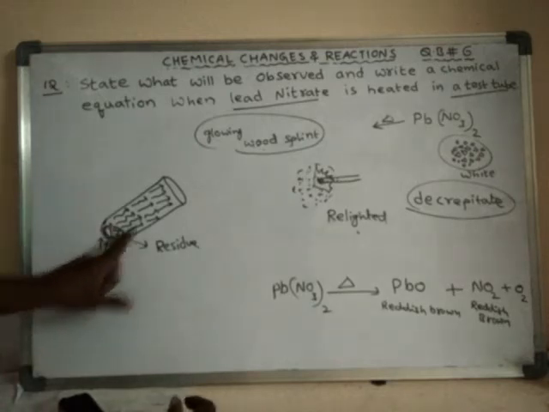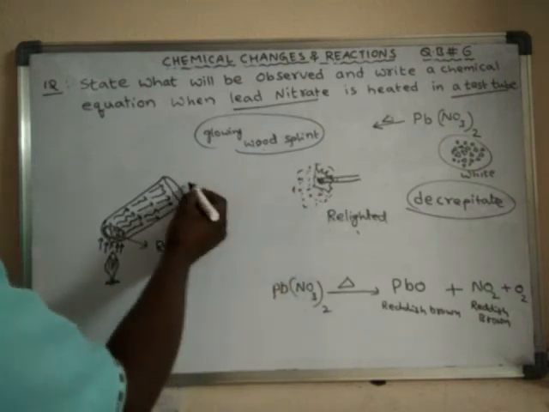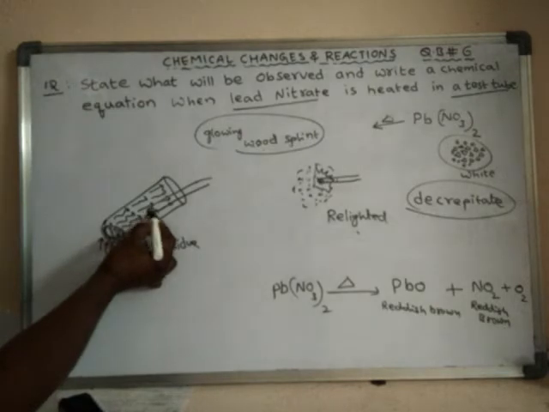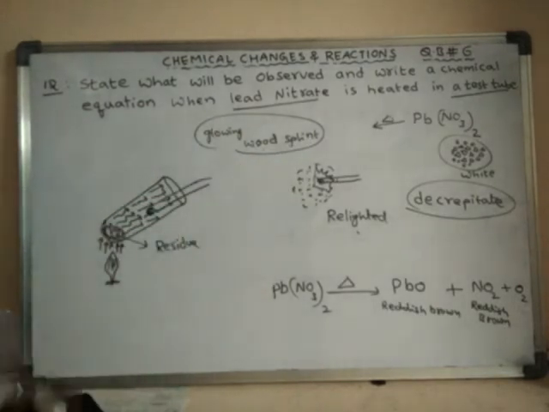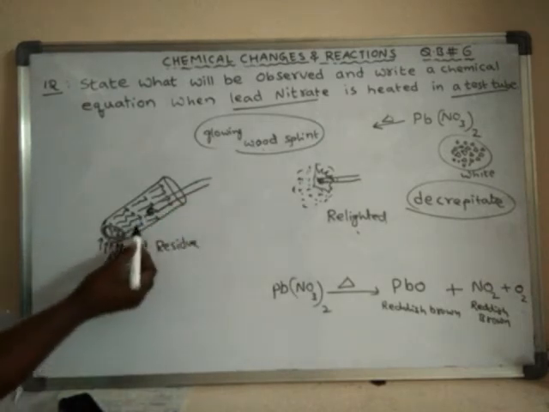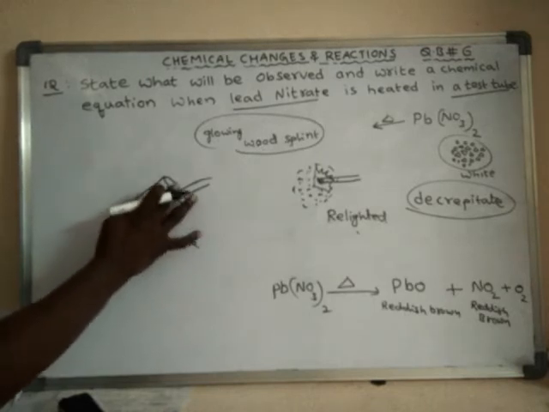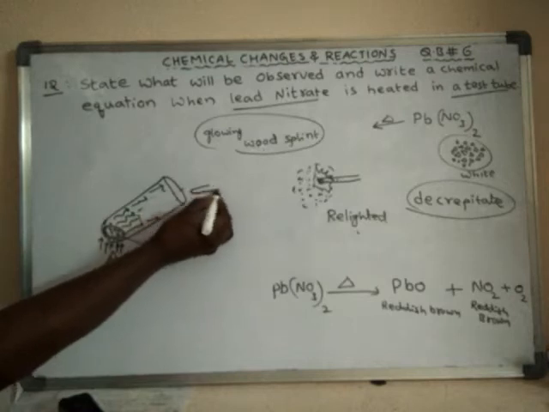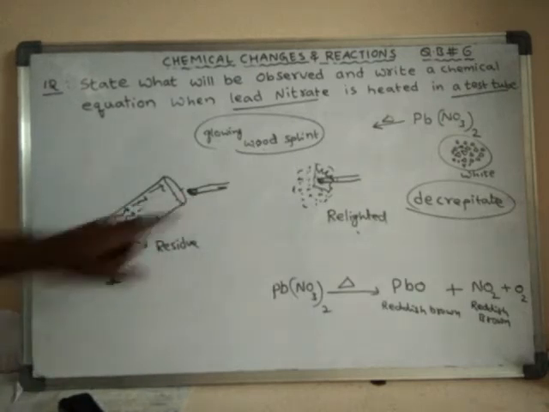So now in this reaction, suppose you bring this glowing wood splint into this test tube. Now it is glowing, it is not having any flame, simply glowing. If you bring this glowing splint towards the mouth of the test tube, this is the mouth of the test tube and this is the glowing wooden splint, glowing red at this tip. So what happens?